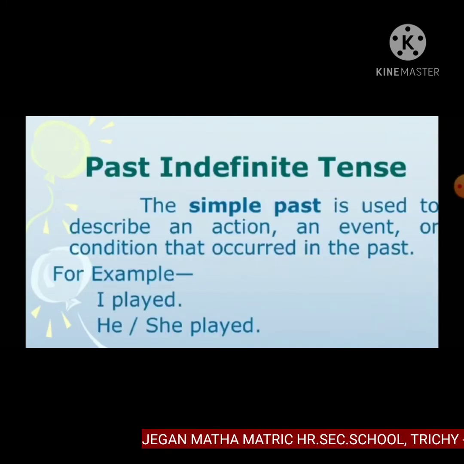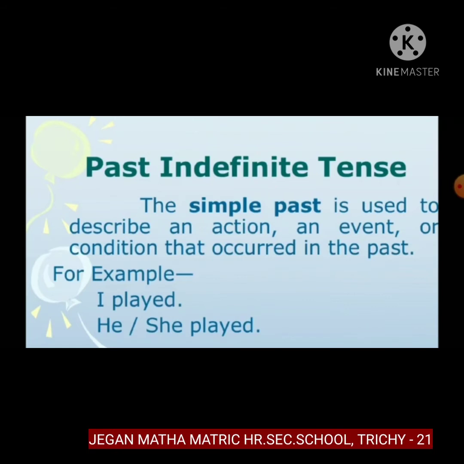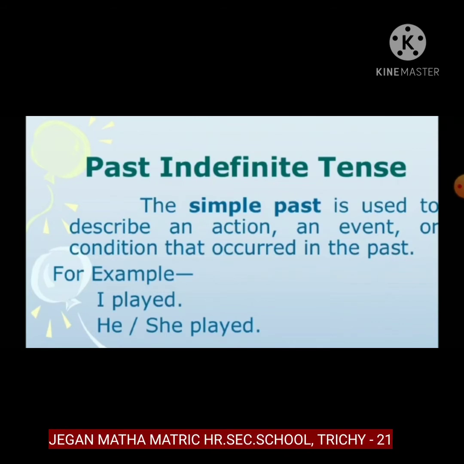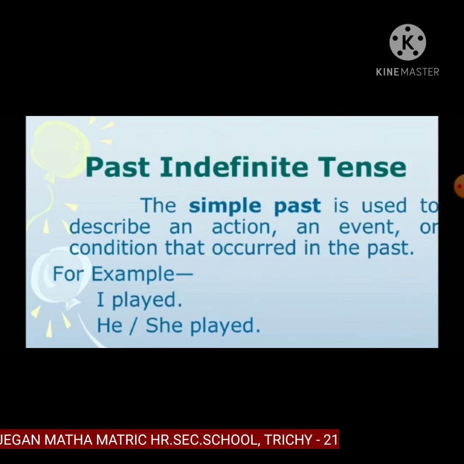Okay, what is the simple past? The simple past is used to describe an action, an event or condition that occurred in the past. For example, I played, he played, she played well, he ran. So simple past is used to describe an action, an event or condition that occurred in the past.